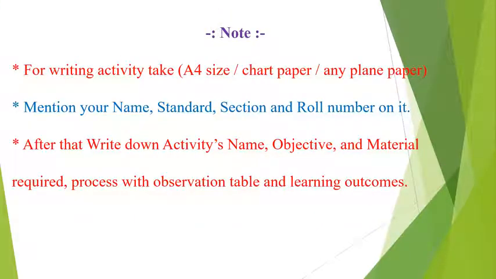Before going to start our activity, some points need to be noted. For writing the activity, take A4 size paper or plain paper or chart paper. Mention your name, standard, section and roll number on it. After that, write down activity name, objective and material required, process with observation table and learning outcomes.